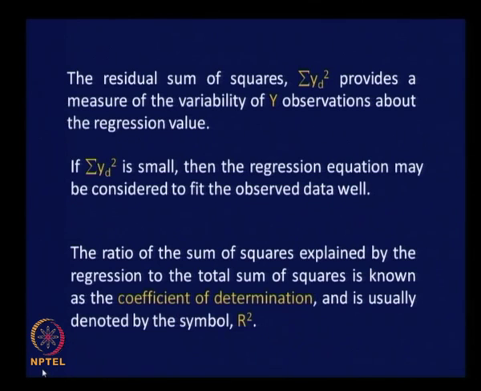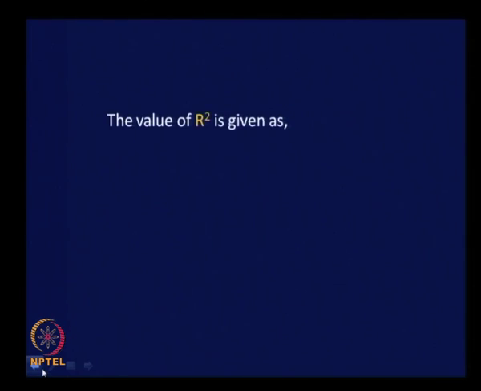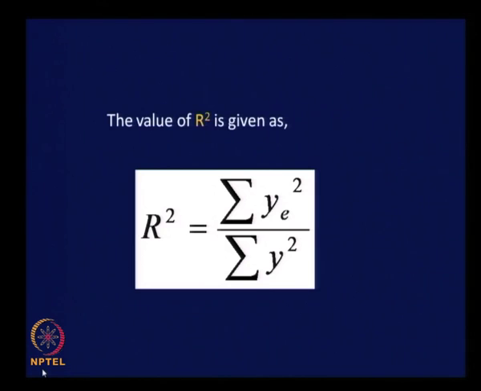And we also discussed this particular coefficient, the ratio of the sum of squares explained by the regression to the total sum of squares, known as the coefficient of determination, which gives an idea about the level of utilization of the regression equation, or the level of effectiveness of the regression equation, and is usually denoted by the symbol R squared. We can give the value of R squared to be sigma ye squared divided by sigma y squared.